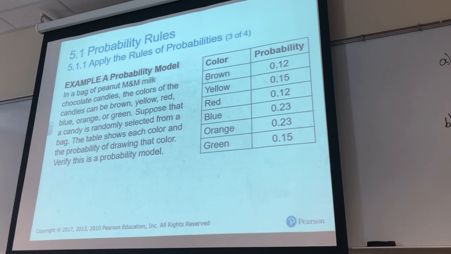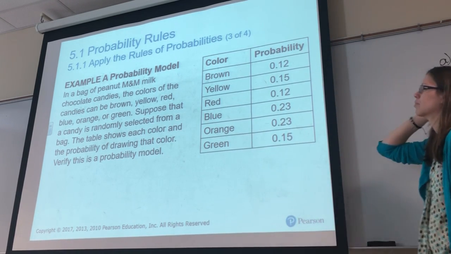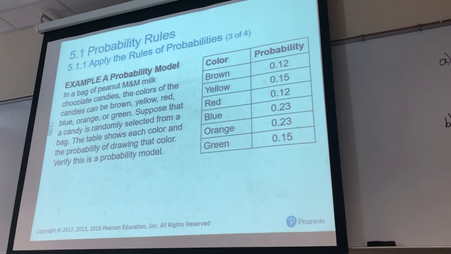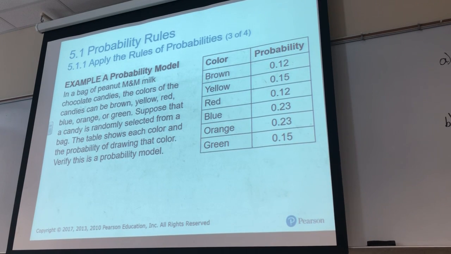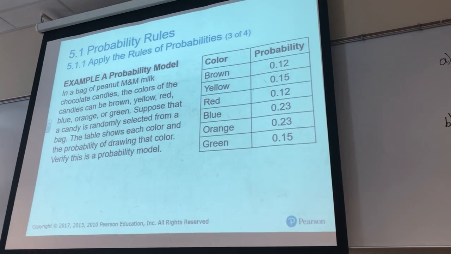Probability models. Okay. So for this one, they want us to verify that it's a probability model. They look at a large bag of M&Ms, and they've got all the different possible colors and their associated probabilities. And then they want us to make sure that this is a probability model. So the first thing we need to check is that all of our probabilities are between 0 and 1.